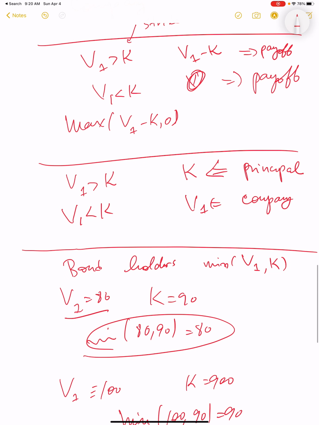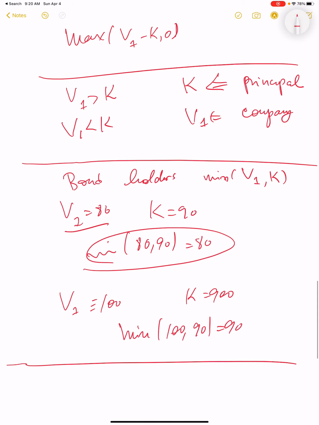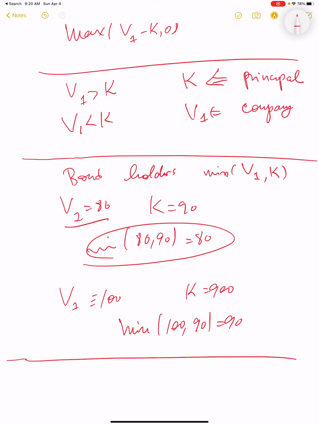Now, what about the company and the bondholder? If V1 is bigger than K, then you just pay off the principal. You are not declaring bankruptcy, of course. And if V1 is less than K, then the company is taken over by the bondholders. So the payoff for the bondholders is the minimum of the company value and K. Let's say the company value is 80 and K equals 90, then it's the minimum of 80 and 90, which is 80. So in this case, the company is bankrupt.